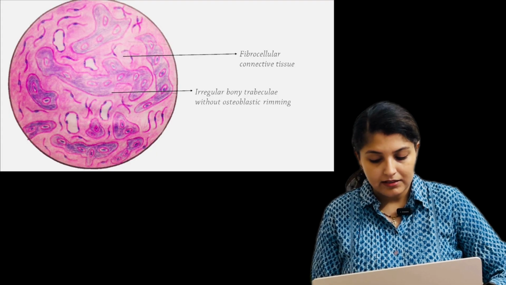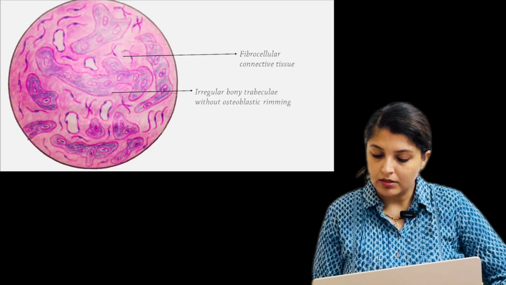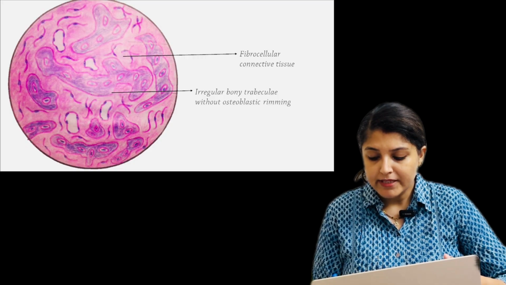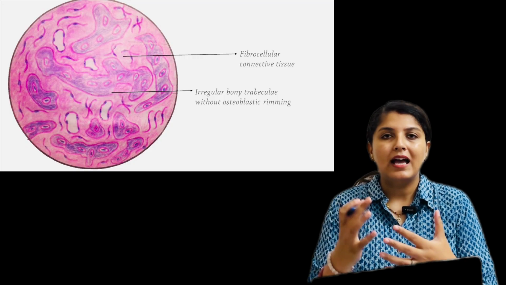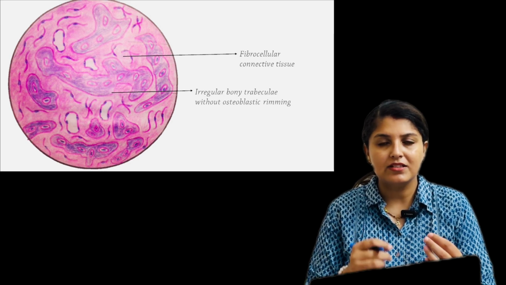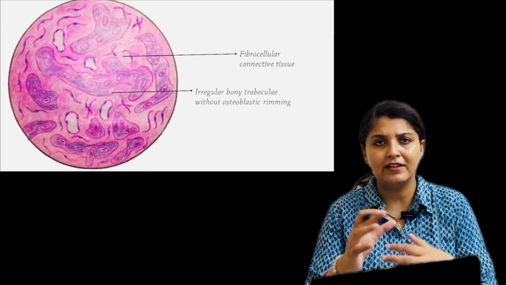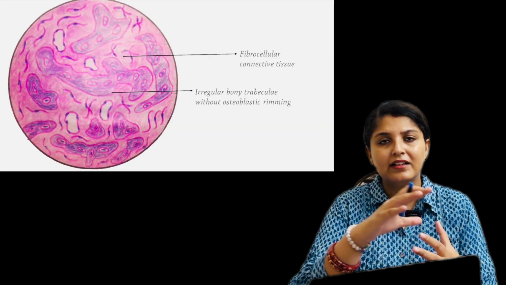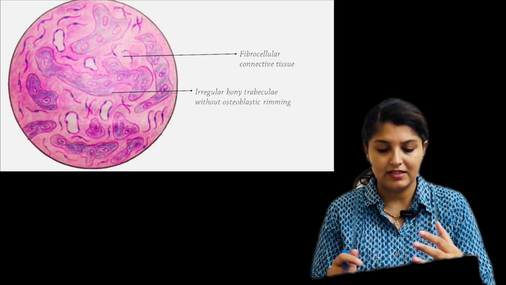Apart from Chinese letter pattern, one more typical character has been given, that is alphabet soup. Just as in alphabet soup the alphabets are irregularly shaped, in exactly the same way on the slide you will see irregularly shaped trabeculae. So these two things are to be kept in mind while writing an answer about the histopathological features of fibrous dysplasia.